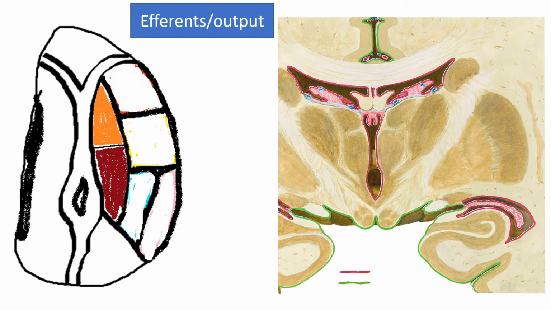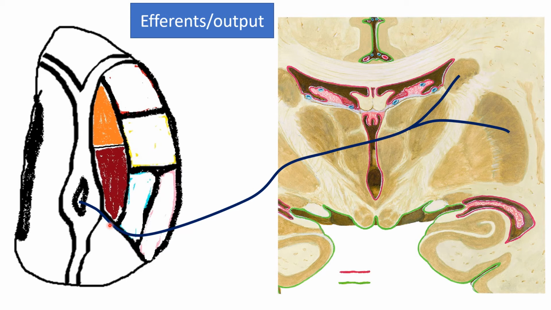Then coming to the outputs. Most of the fibers from the centromedian nucleus and the parafascicular nuclei are projected to the caudate nucleus. You can identify the caudate nucleus over here. The caudate nucleus is receiving one output from the centromedian nucleus, and another output is reaching to the putamen. The outside part of the lentiform nucleus is called the putamen. It is receiving another input from the centromedian nucleus of the thalamus.